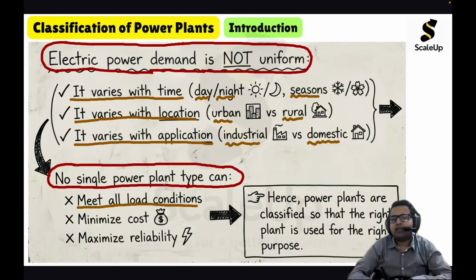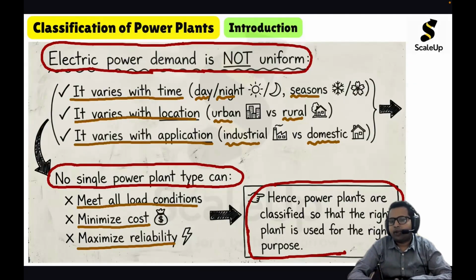We cannot have a single power plant type that can minimize cost and maximize reliability. Hence, power plants are classified so that the right plant is used for the right purpose. This is the objective of this lecture. Now you have a very good understanding of why there are different types of power plants, and in this lecture, we will be classifying all important power plants.